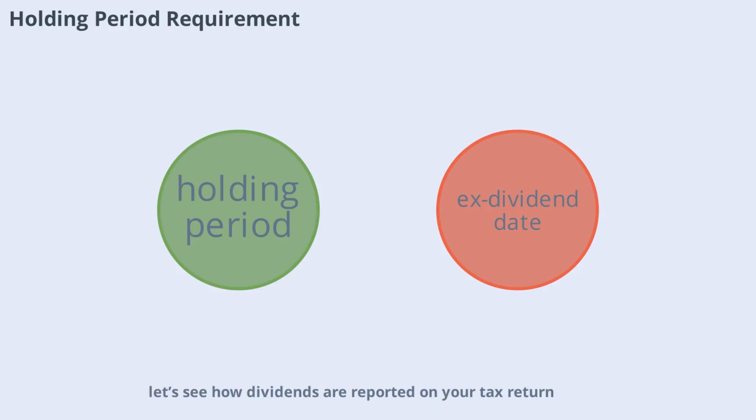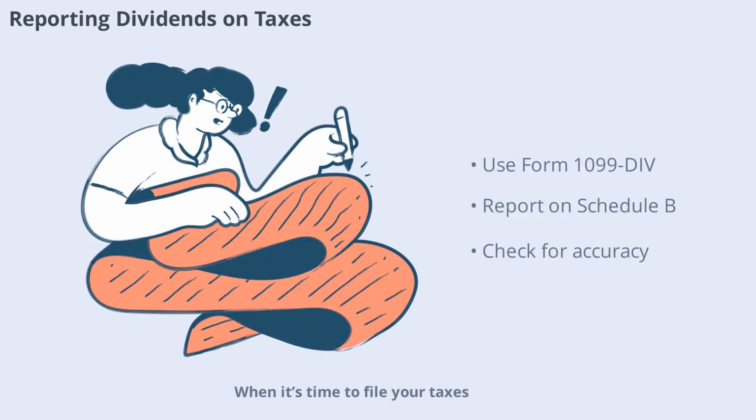Now, let's see how dividends are reported on your tax return. It's time to file your taxes. You'll report dividends using information from Form 1099-DIV. This form details the total dividends you received, separating qualified and ordinary amounts. You'll transfer these numbers to your tax return, usually on Schedule B in the main 1040 form. It's important to double-check the figures and ensure you're reporting everything accurately. Mistakes can lead to IRS notices or penalties.